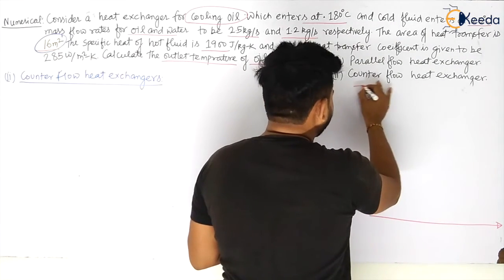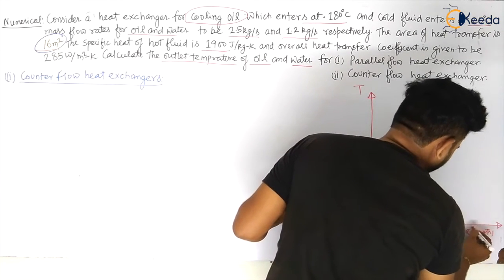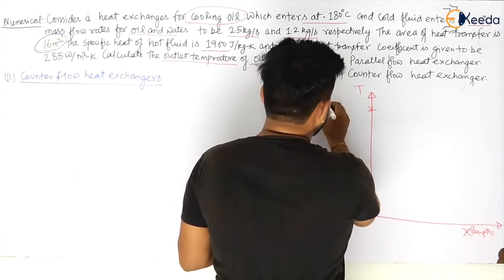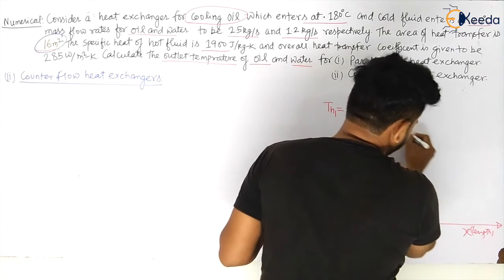So temperature again on this profile and length of heat exchanger on this profile again, my dear students. Hope you remember now everything. Now the hot fluid is undergoing maximum temperature change in the parallel flow. Let us see here what will happen.